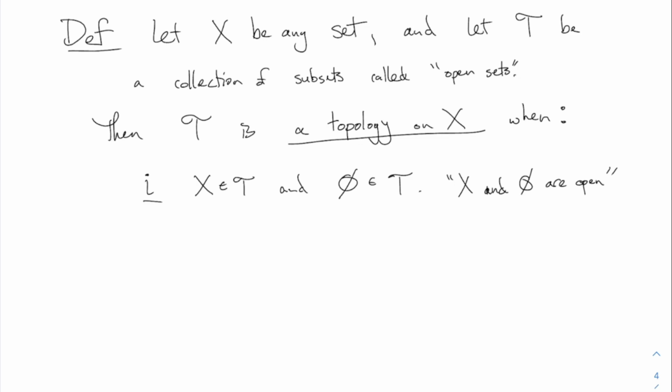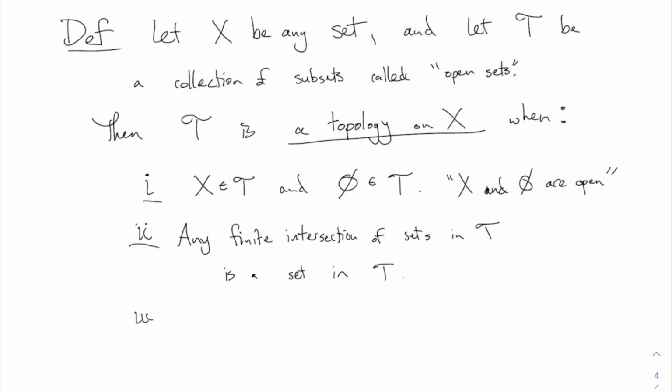The second thing is about finite intersections. Any finite intersection of sets in T is a set in T, right? This is the finite intersections property. And then the third one is the unions property. Any union, finite or not, of sets in T is a set in T. All right? If those three properties are true, then you can do topology with this description of open sets. All right?